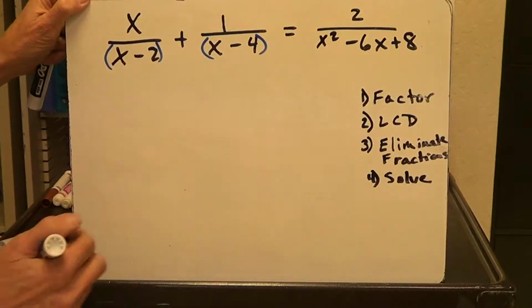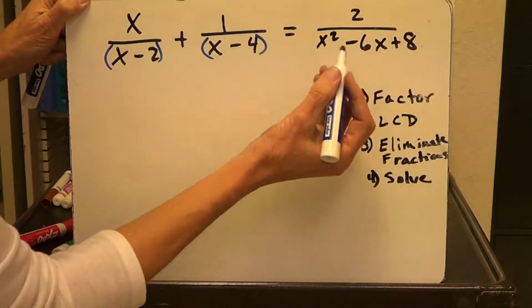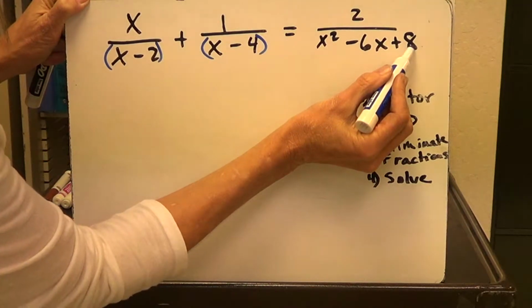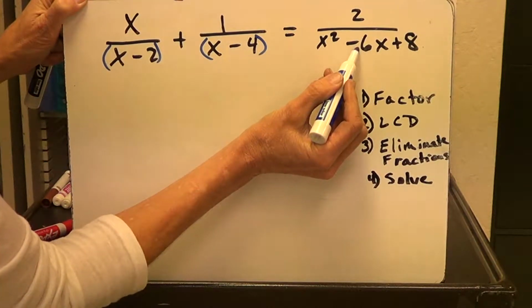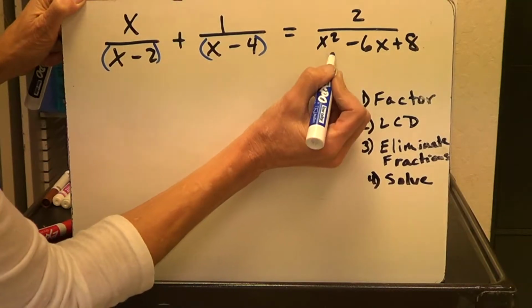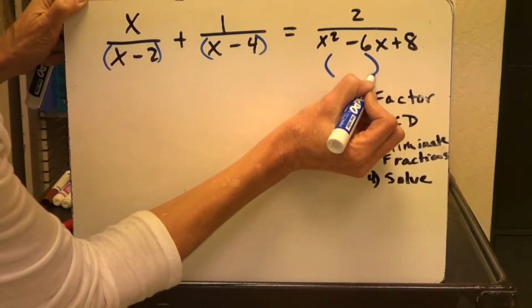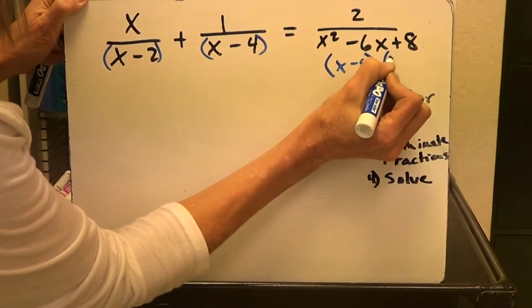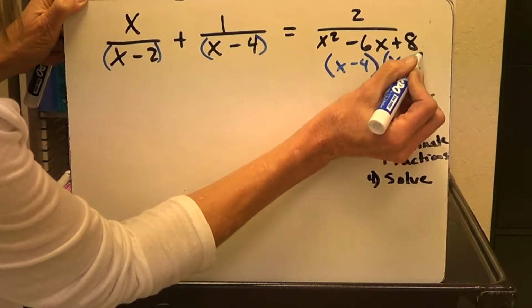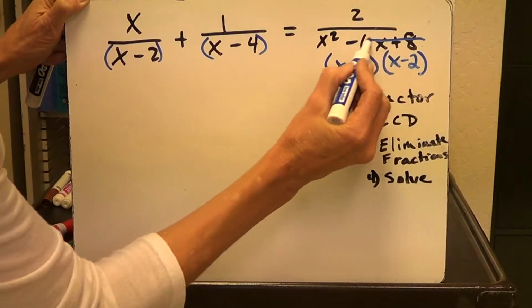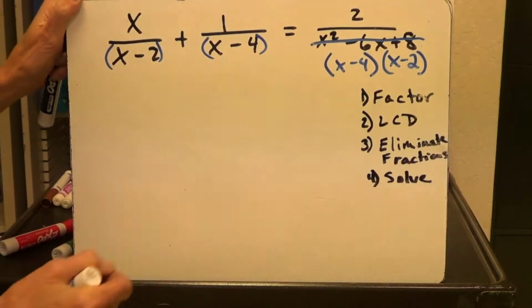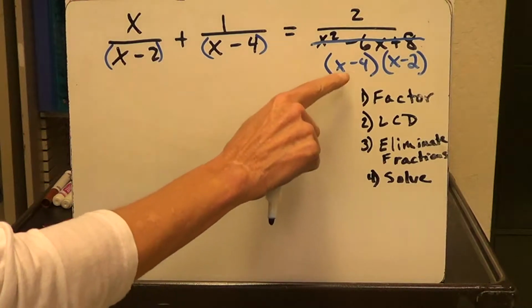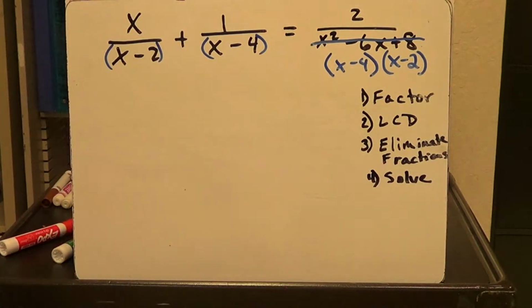This one, play the x game. And since there's a 1 out here, you can just think it through. What multiplies to be 8 and adds to be negative 6. If you said it has to be negative 4 and negative 2, you're absolutely correct. So that is factored form. Now, we factored, find our LCD, it would be this.